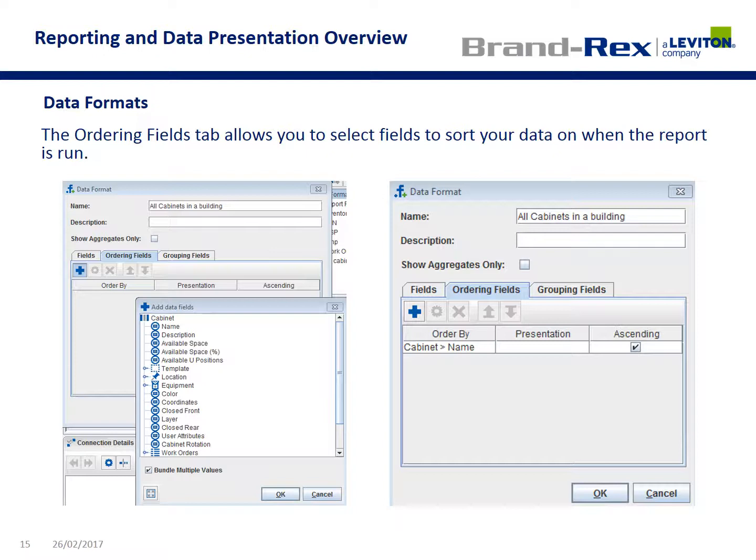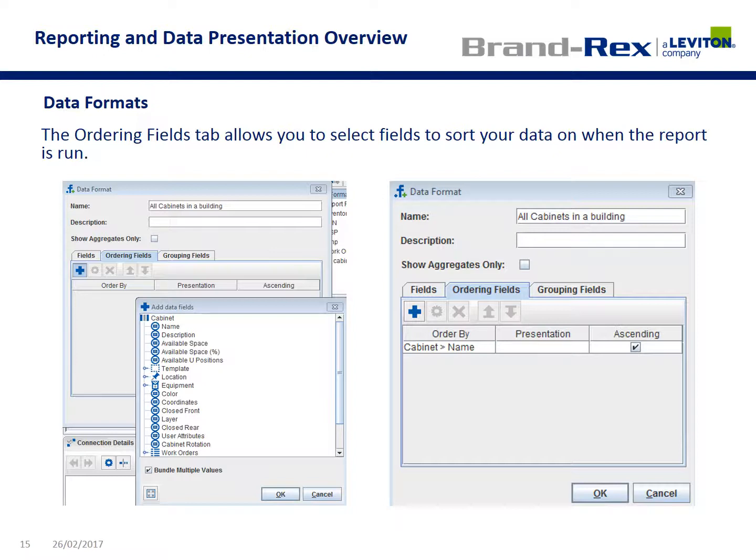If you wish, you can select the ordering fields. Tap in the middle of the screen and select how you would like to order the return values. This could be by cabinet name, location, cabinet template. The choice is yours. For our example here, we will select cabinet name.